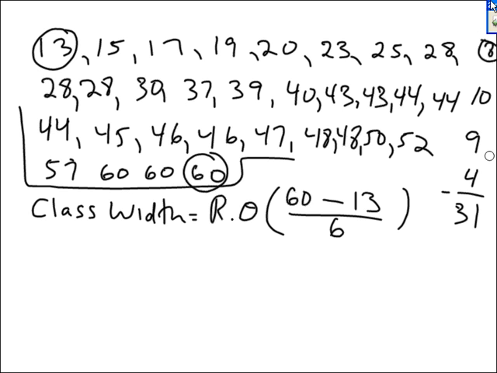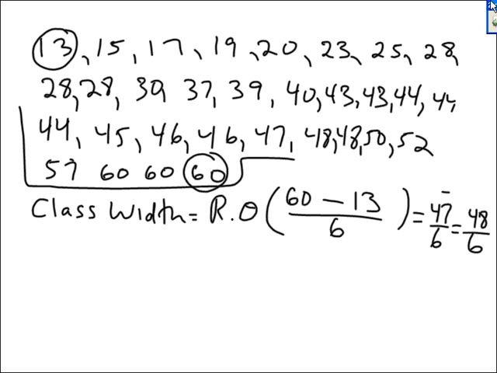Okay, I guess we didn't need to know the total. And you do the arithmetic. So you round it up. This is 47 over 6. Well, what's the first number that's over 47 that 6 goes into? 48. 48 divided by 6 is 8. The class width is 8. The first class is going to start with 13.